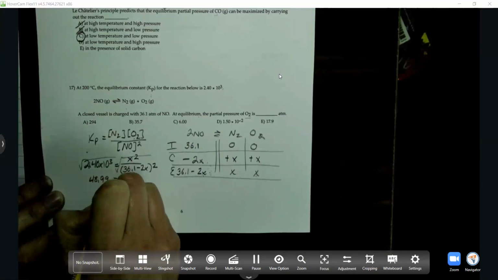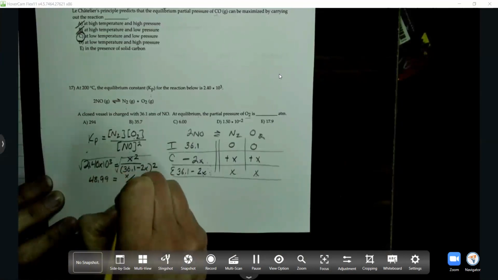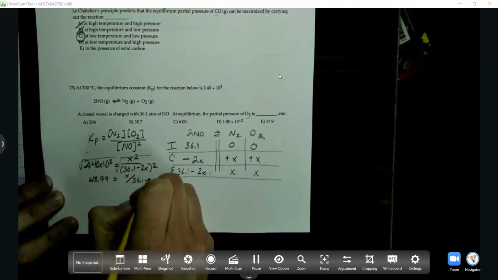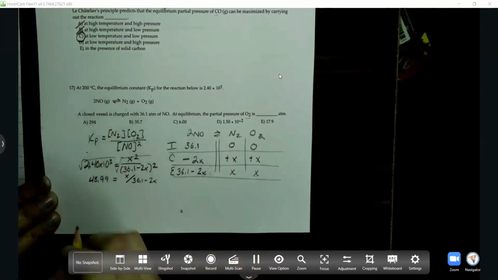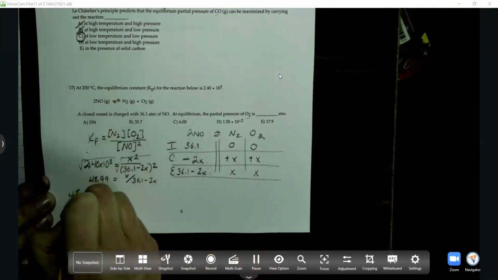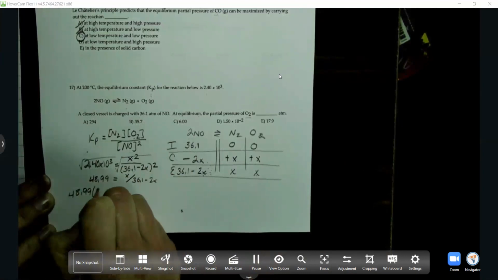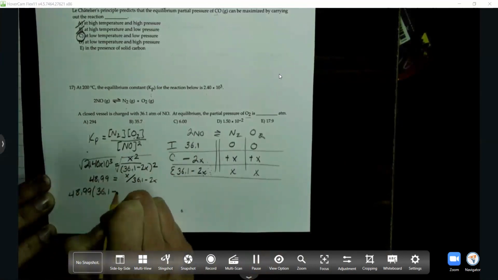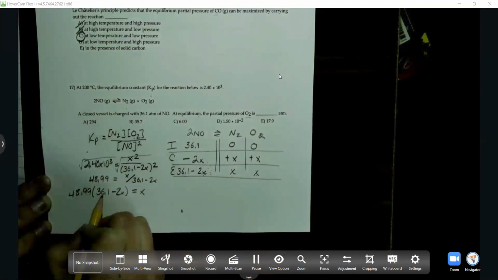48.99 is equal to x divided by 36.1 minus 2x. We're going to multiply both sides by this value, 48.99 times 36.1 minus 2x equals x. We're going to distribute the 48.99.